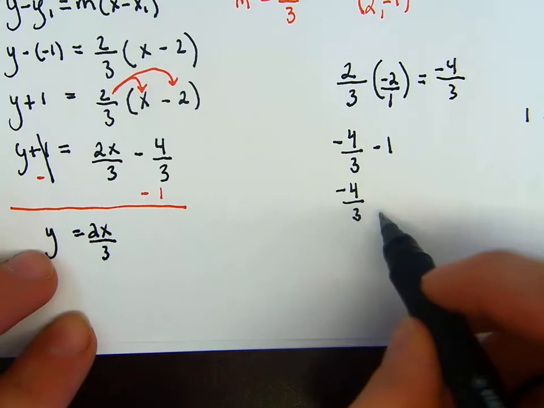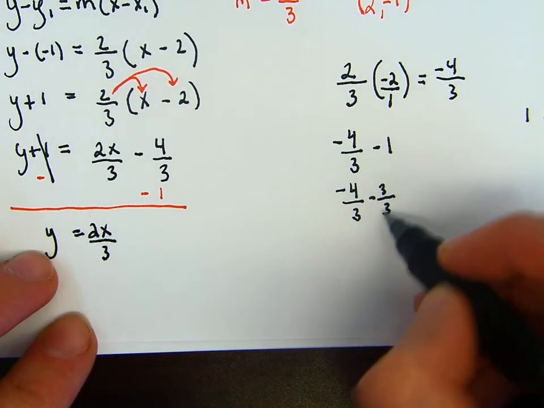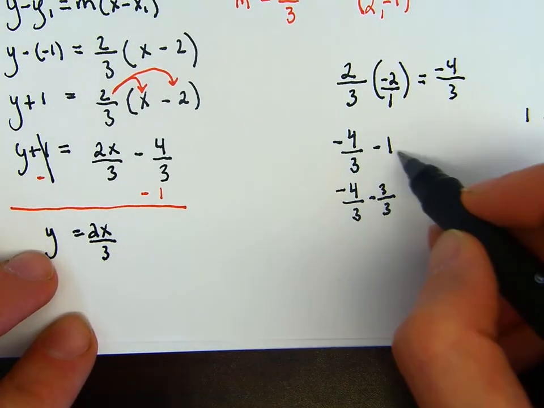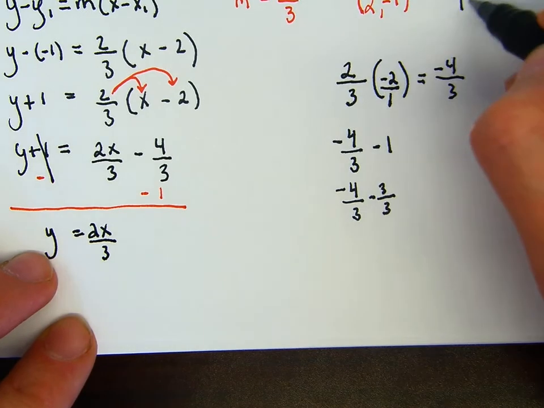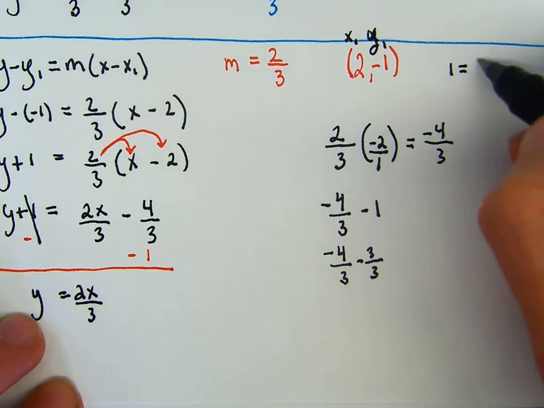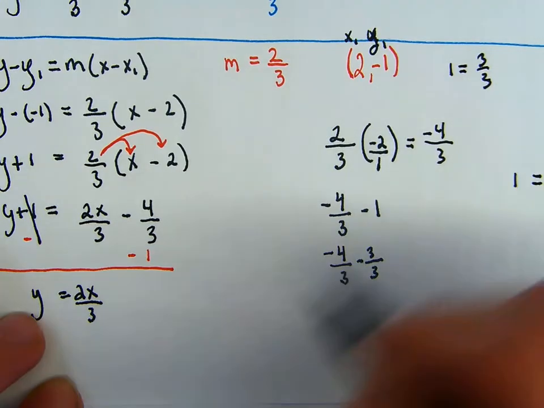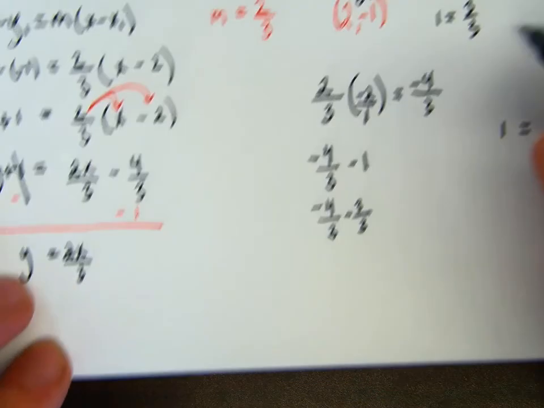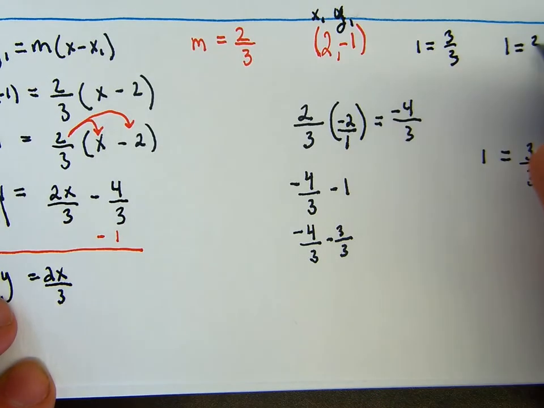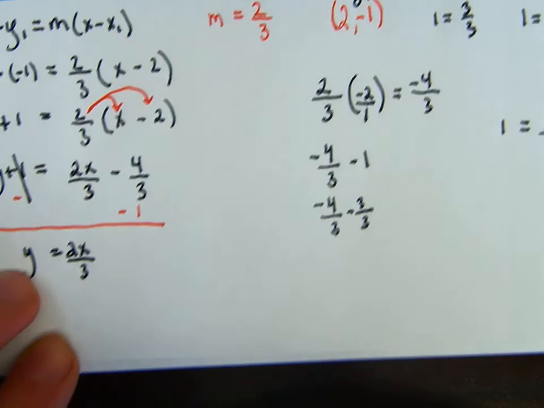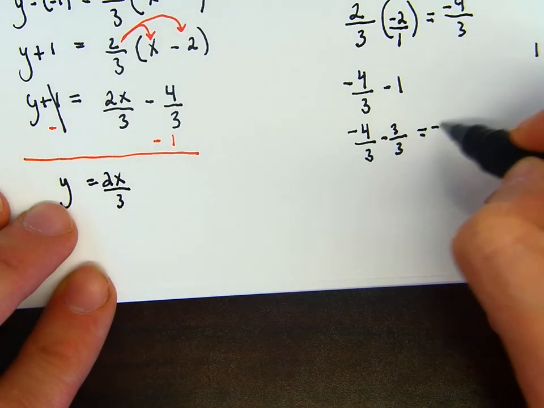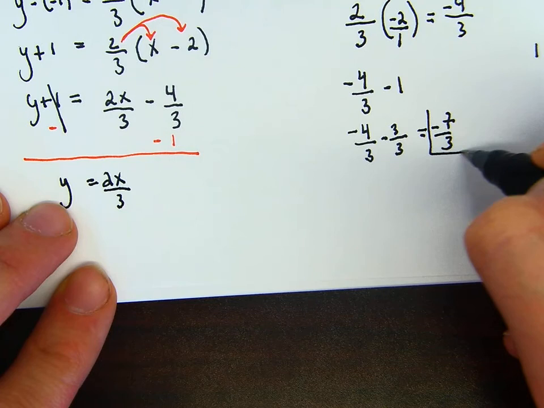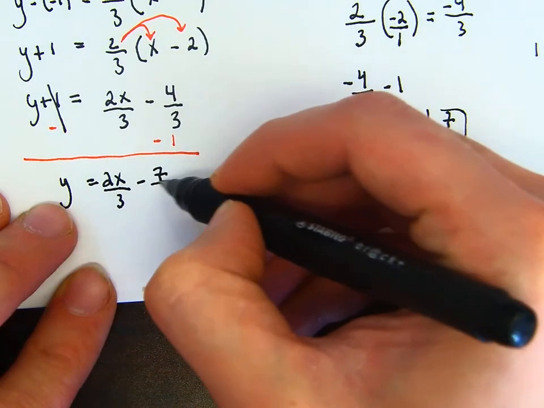Because when you subtract fractions, you want them to have the same denominator. So you're changing the 1, 1 is equal to 3 over 3. Let's say this denominator was 2, for example, then I would want to change the 1 as 2 over 2. So then what would this be? This is negative 7 over 3. And this part here, negative 7 over 3.